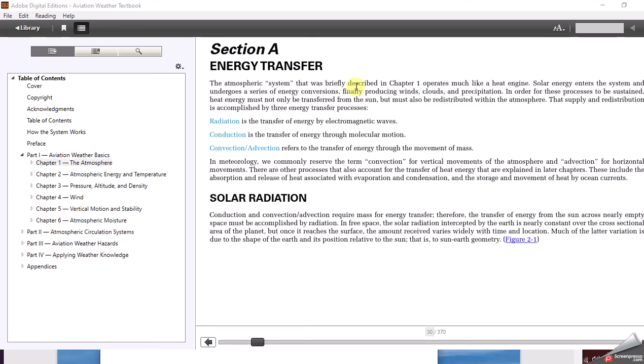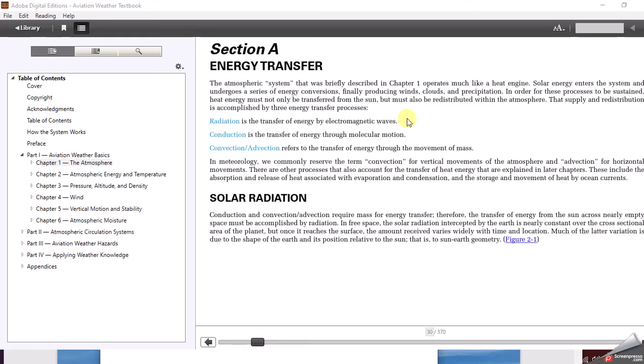Okay, in order to understand the atmosphere, you've got to find out where all the energy comes from. All of the Earth's energy comes from the sun. So we would have no weather without the sun. You've got to understand that the energy from the sun comes in the form of solar radiation, and that radiation is in the form of electromagnetic waves.